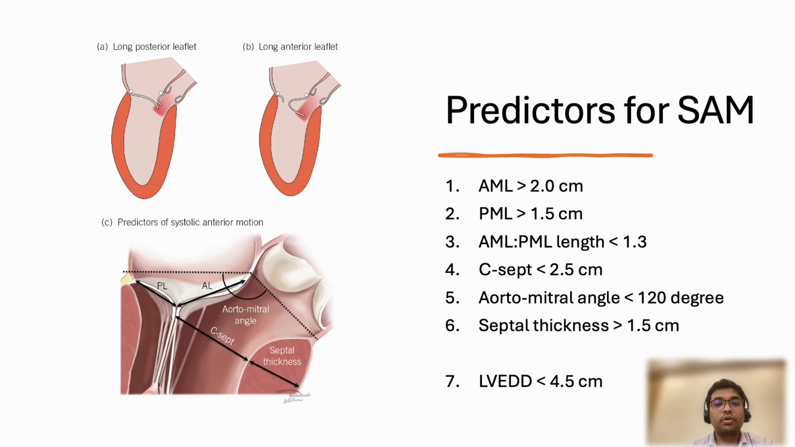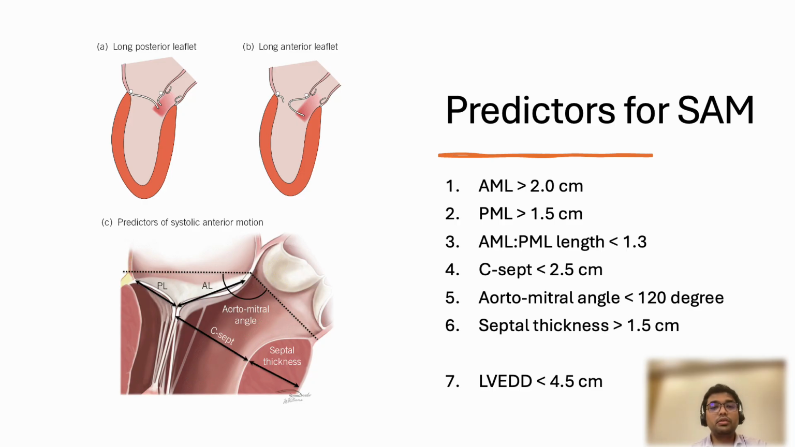C-sept means it is the distance between your septum and your coaptation. If it is less than 2.5 centimeter, if the aorto-mitral angle is less than 120 degree, and septal thickness is more than 1.5 centimeter. All those things are predictors of SAM, and these are to be examined during end systole, whereas another parameter, LV end diastolic diameter, if it is less than 4.5 centimeter, that means LV internal cavity size is smaller, and this parameter has to be examined in your end diastole frame.